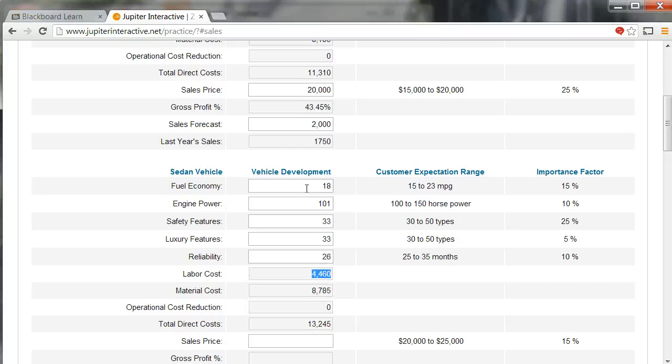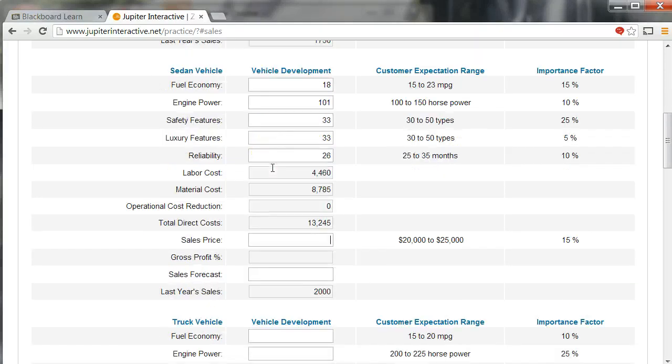No one in the real world can tell you exactly what you're going to sell, and they can't tell you in the simulation exactly what you're going to sell. So you're going to have to make an educated guess on the forecast, and that's how industry works.